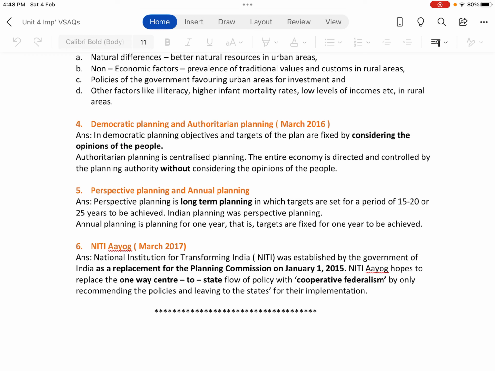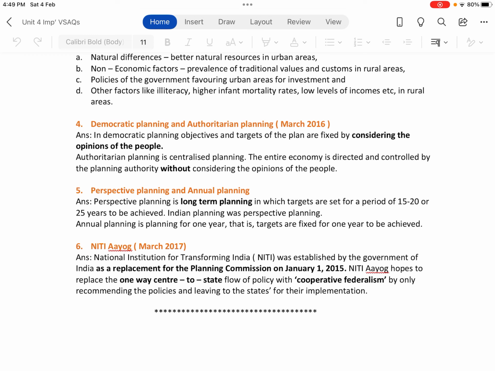Whereas the annual planning, it is only planning for 1 year. That is, targets are fixed for 1 year to be achieved within whatever targets that can be achieved within 1 year. Only those targets are fixed in the annual plans. Okay, you cannot hope to eradicate poverty within 1 year. You cannot hope to eradicate unemployment or achieve full employment in 1 year. So that will all take a long period of time.